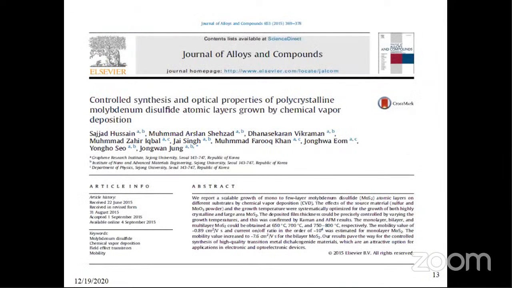I want to discuss two types of synthesis methods that we have used here. First, I will discuss chemical vapor deposition. Second, I will discuss the sputtering method. In both methods, we are using MoO3 as a source material, and sulfur as the reacting agent, which is basically called the sulfurization of this.